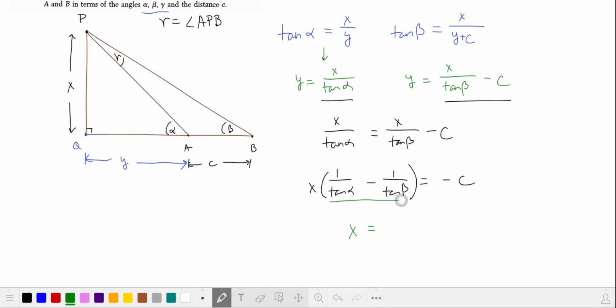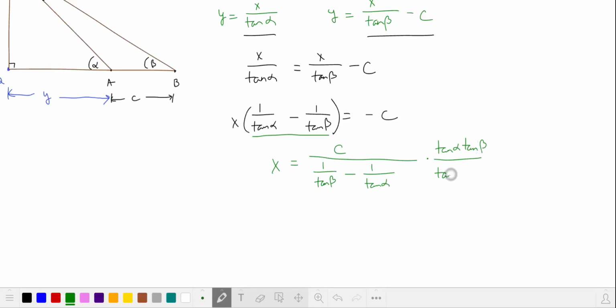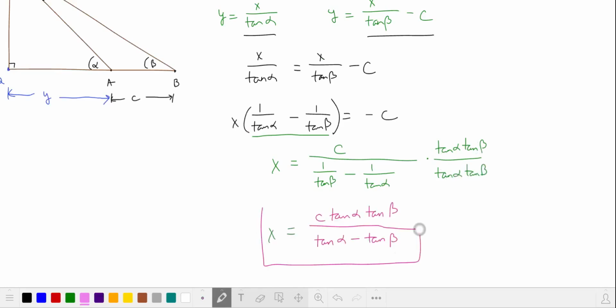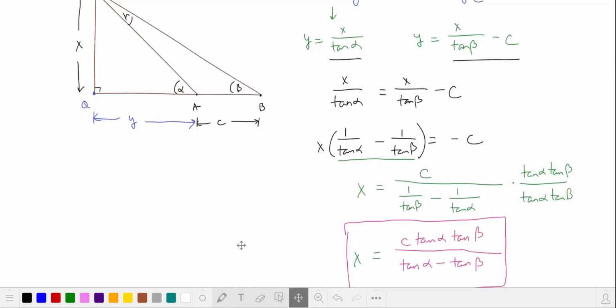Since they're both equal to y, I'll now set these two expressions equal to each other and solve for x. I'll divide both sides by this factor and also multiply by -1. And we'll clean up these fractions in the denominator. And I get my expression for x in terms of alpha and beta and c. I didn't even use that angle gamma. Let's take a look at their solution.